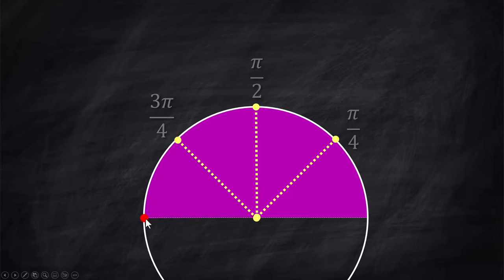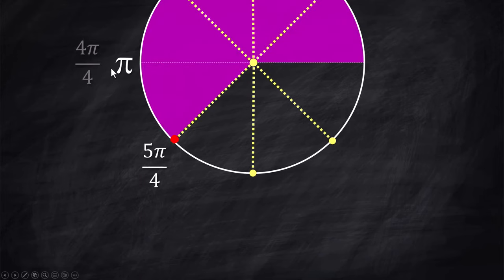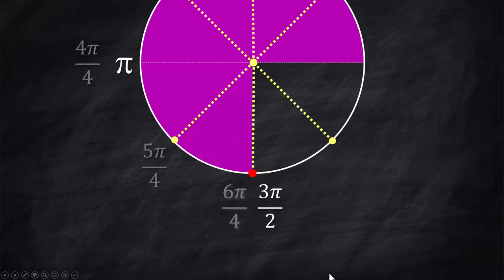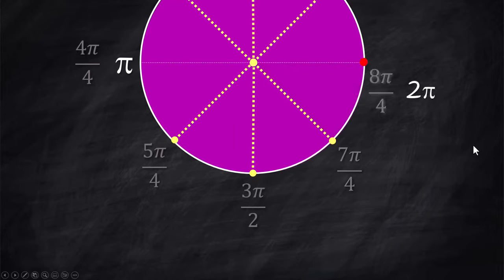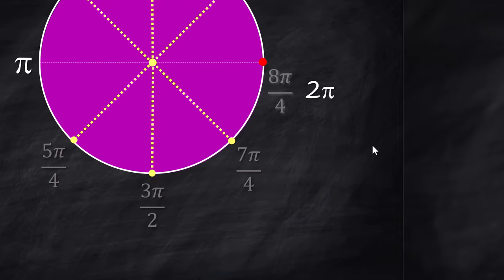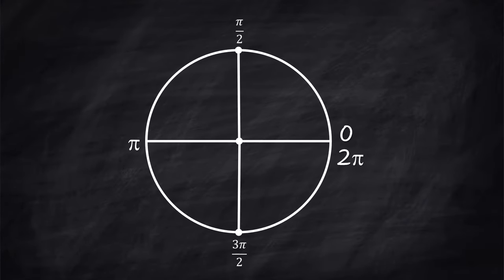Then 4 pi over 4, and that's going to reduce to pi. Moving down south, we have 5 pi over 4. This one is going to be 6 pi over 4, which reduces to 3 pi over 2. Again, there's repetition here, but depending on how you count up, you're going to land on that point again. That has to be 7 pi over 4. That doesn't reduce. Closing the circle, we end up with 8 pi over 4, which reduces to 2 pi, which is no big surprise, right? All right, let's put it all together.